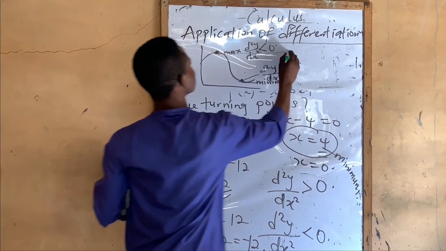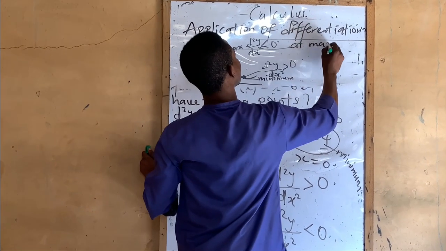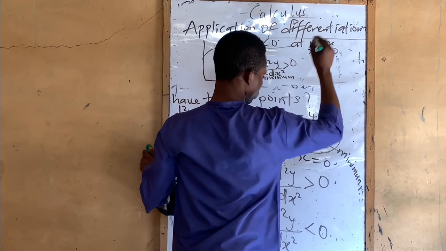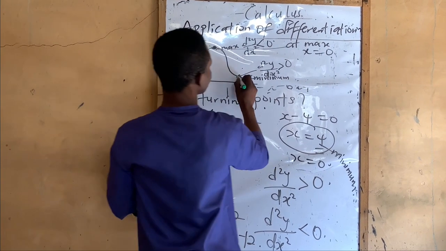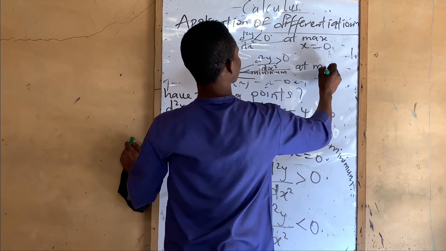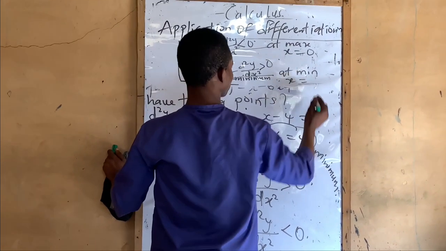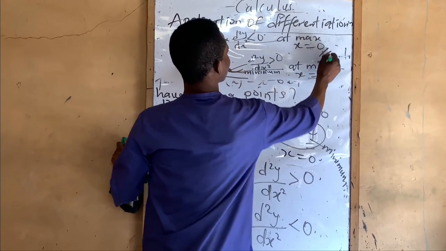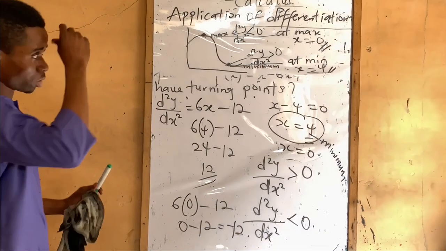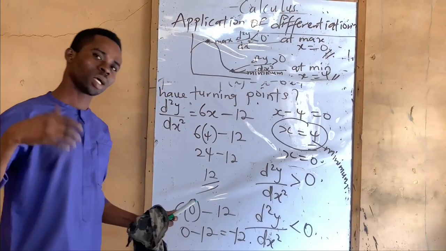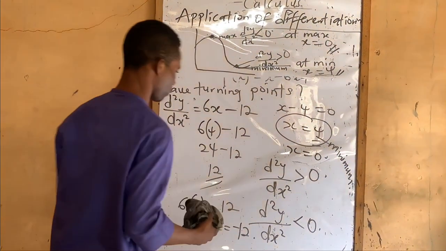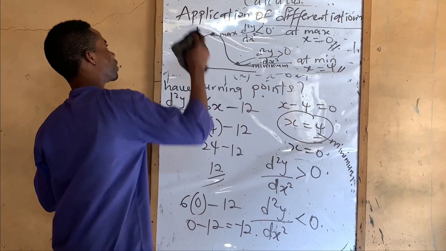That means at maximum, s equals 0. At minimum, s equals 4. So that is actually what I'm talking about. Let me just do one more, and in the next class we'll continue. Let me do one more to bring clarification to this.